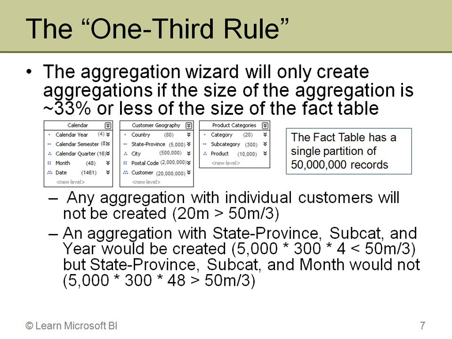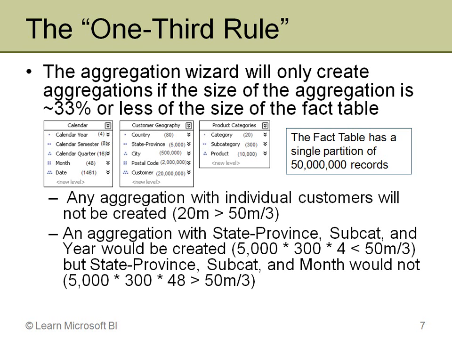Now, I said to start at 20%. You might say, well, I'd go to 100% and create every possible aggregation. Well, the wizard doesn't create every possible aggregation. It uses what is called the 1/3 rule, and some people call this the 30% rule. Now, I know that 30% and 1/3 are not the same. It's approximately somewhere in the 30 to 33% range. So just generically, it's kind of called the 1/3 rule.